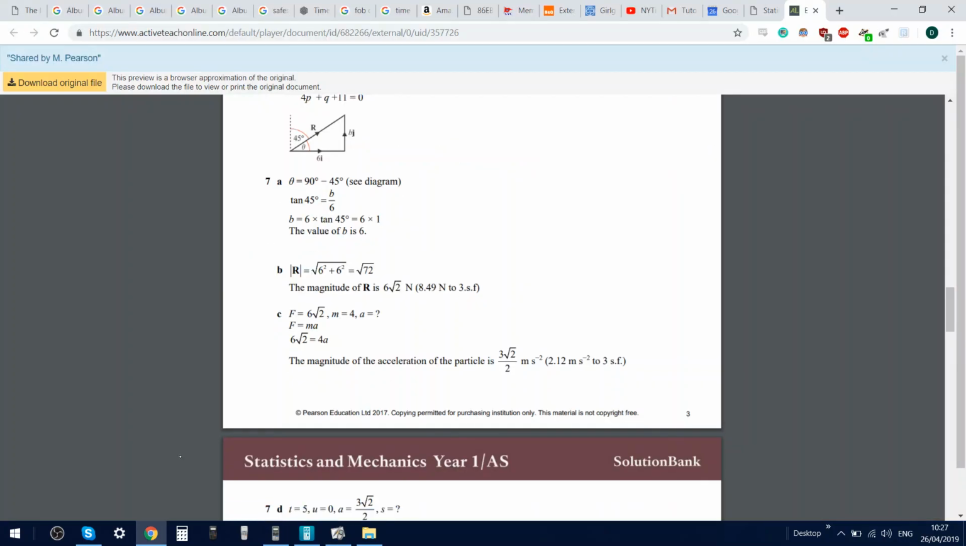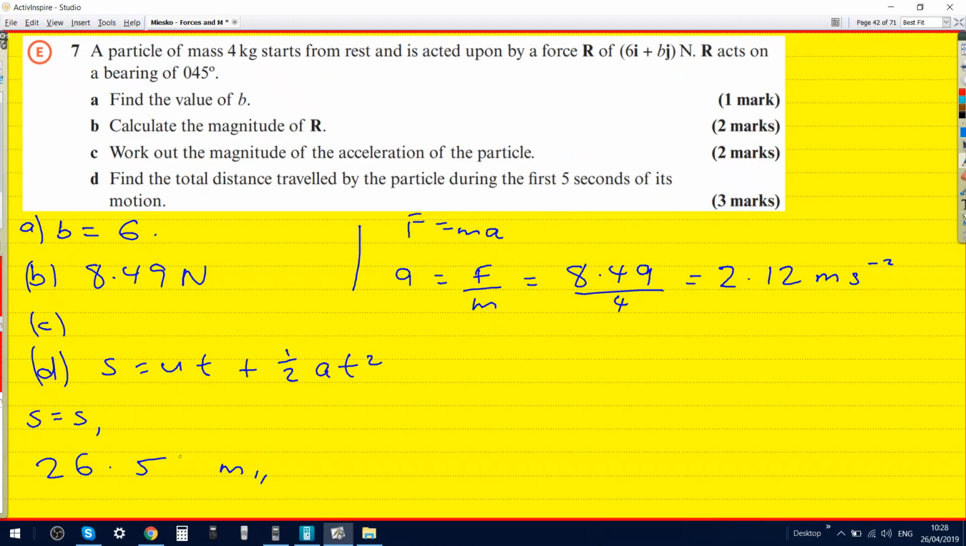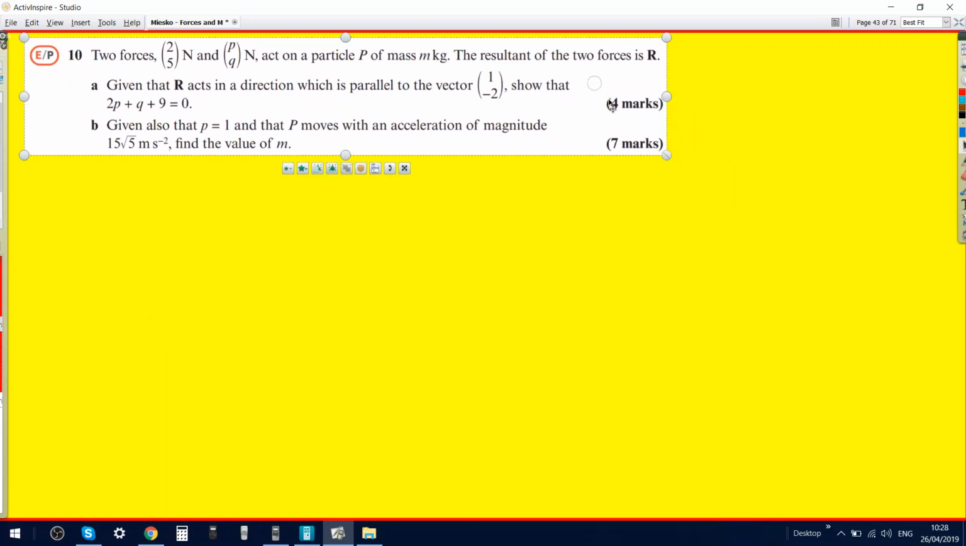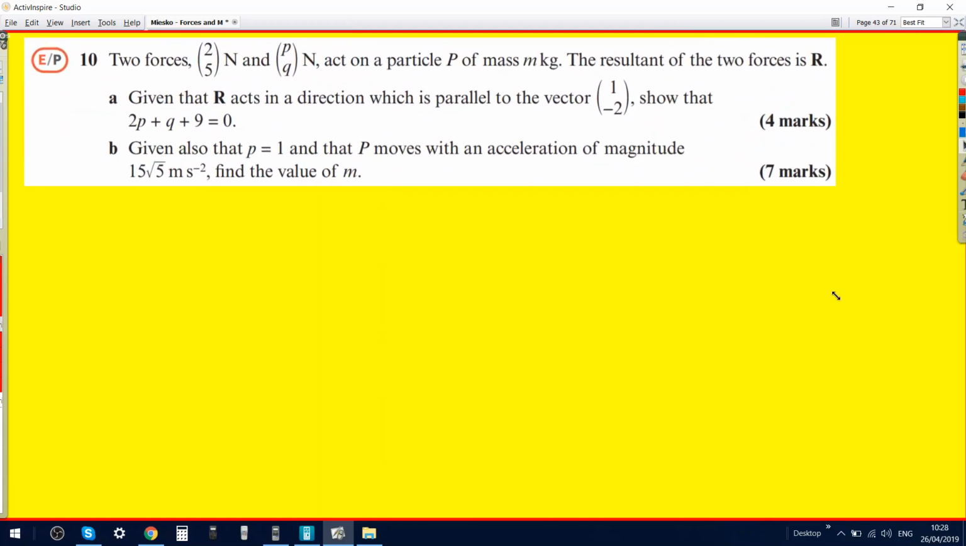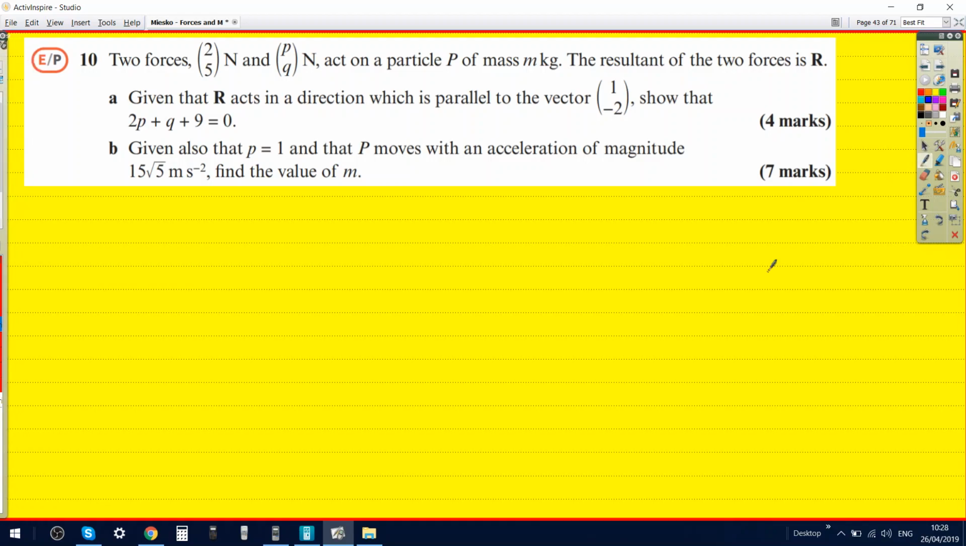26.5, yeah. So any questions there? No. Okay, yeah, so the magnitude of a vector, you just do the Pythagoras for it. Yeah. Okay, let's try this. I suppose it's the exam question and it's the hardest version of what we were doing.